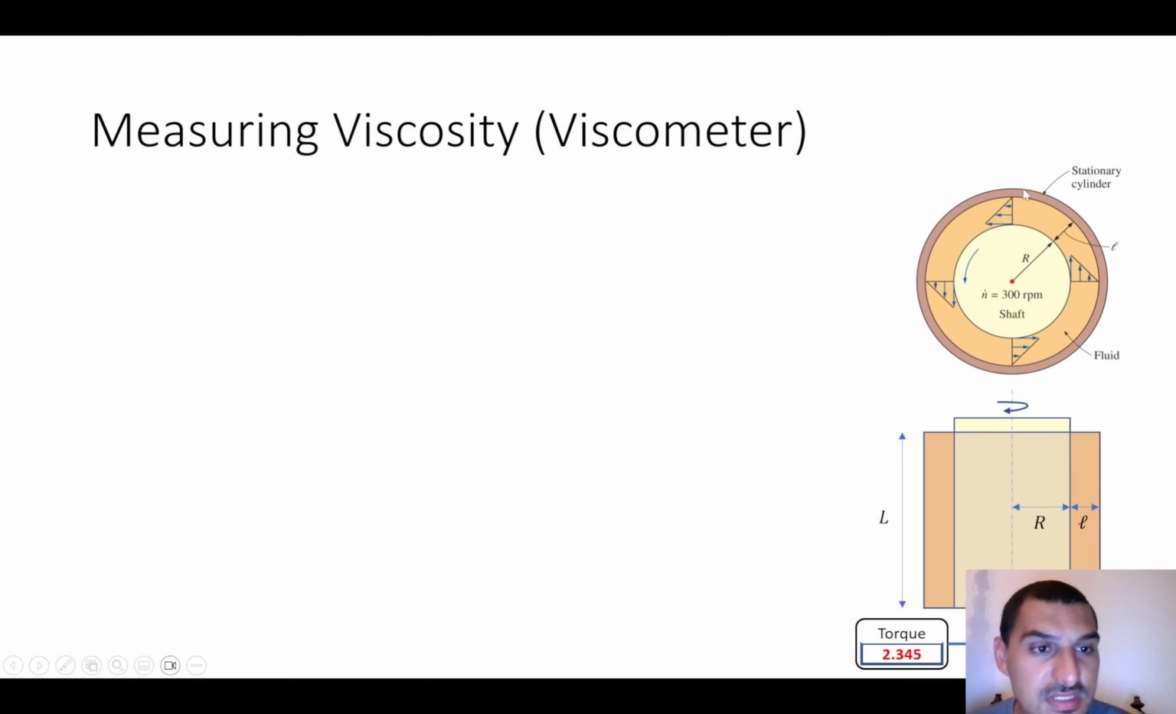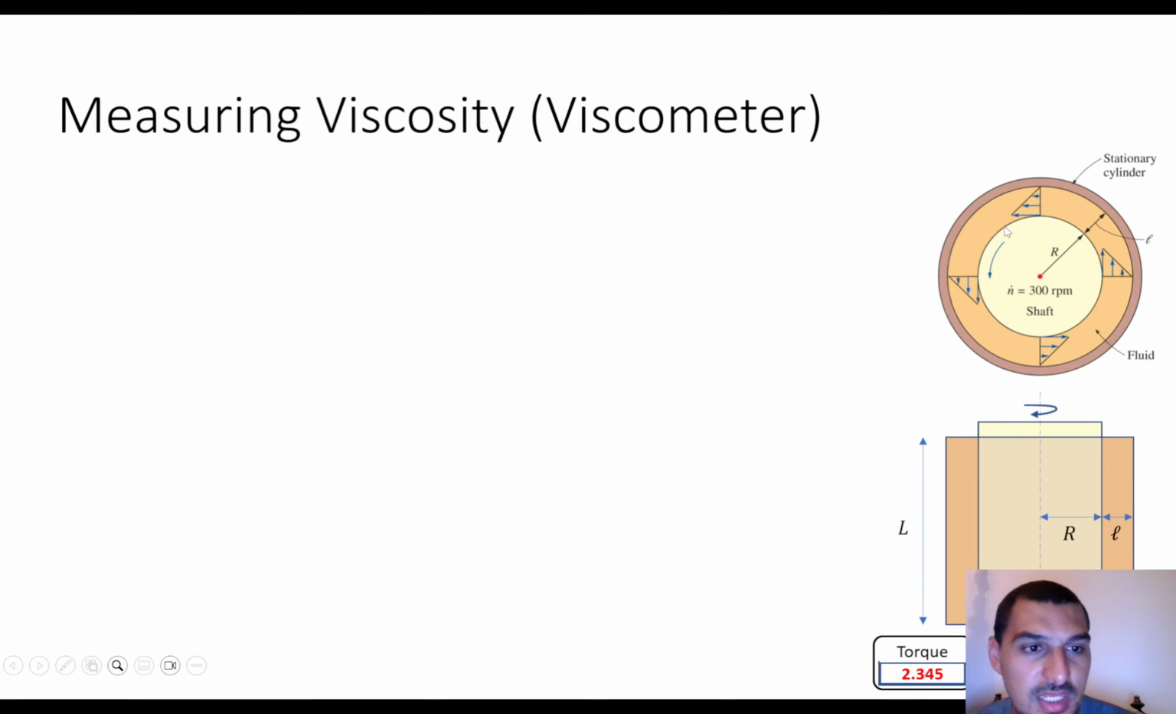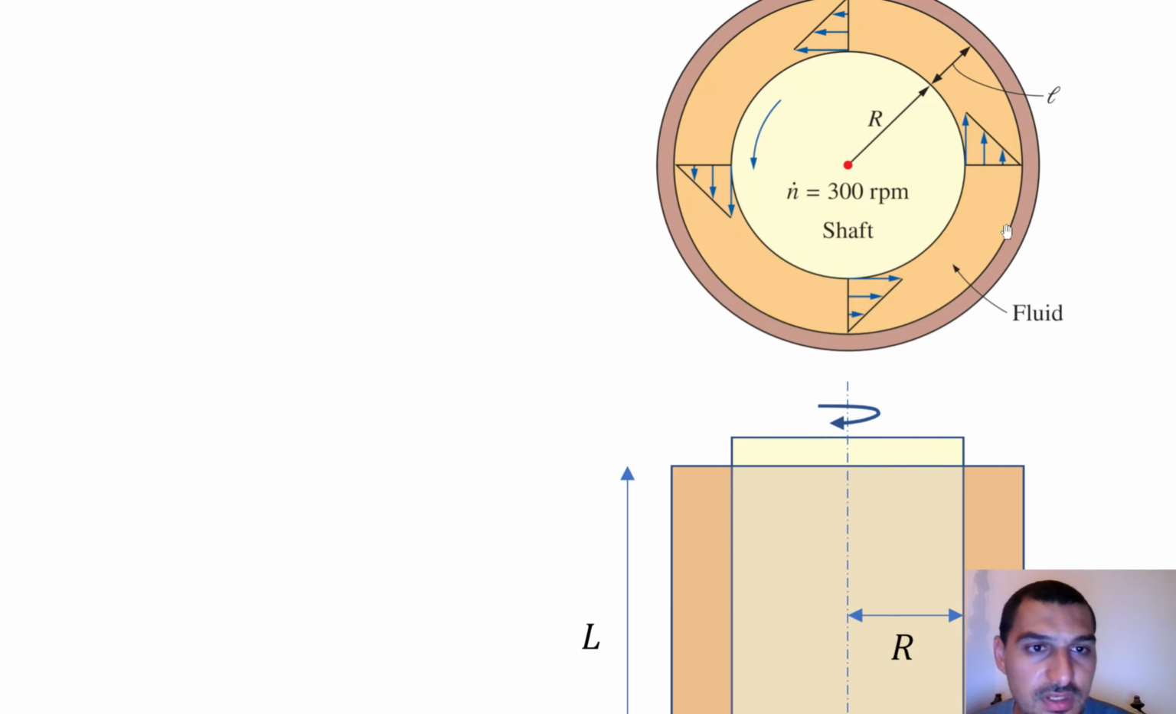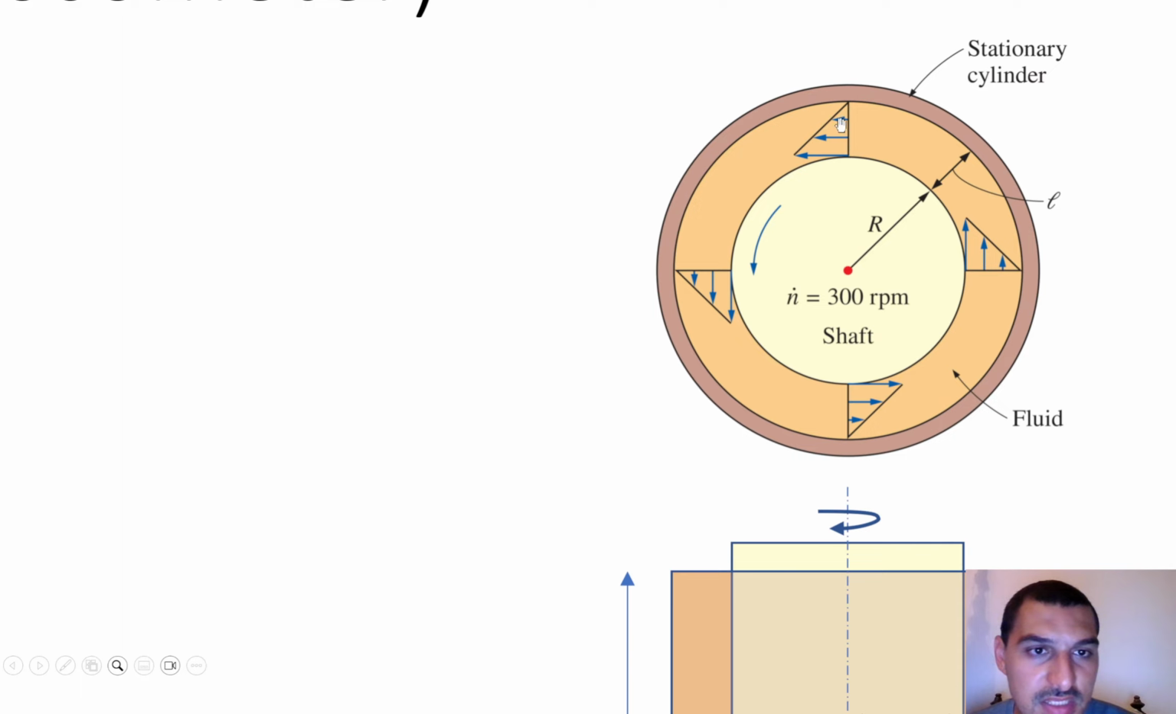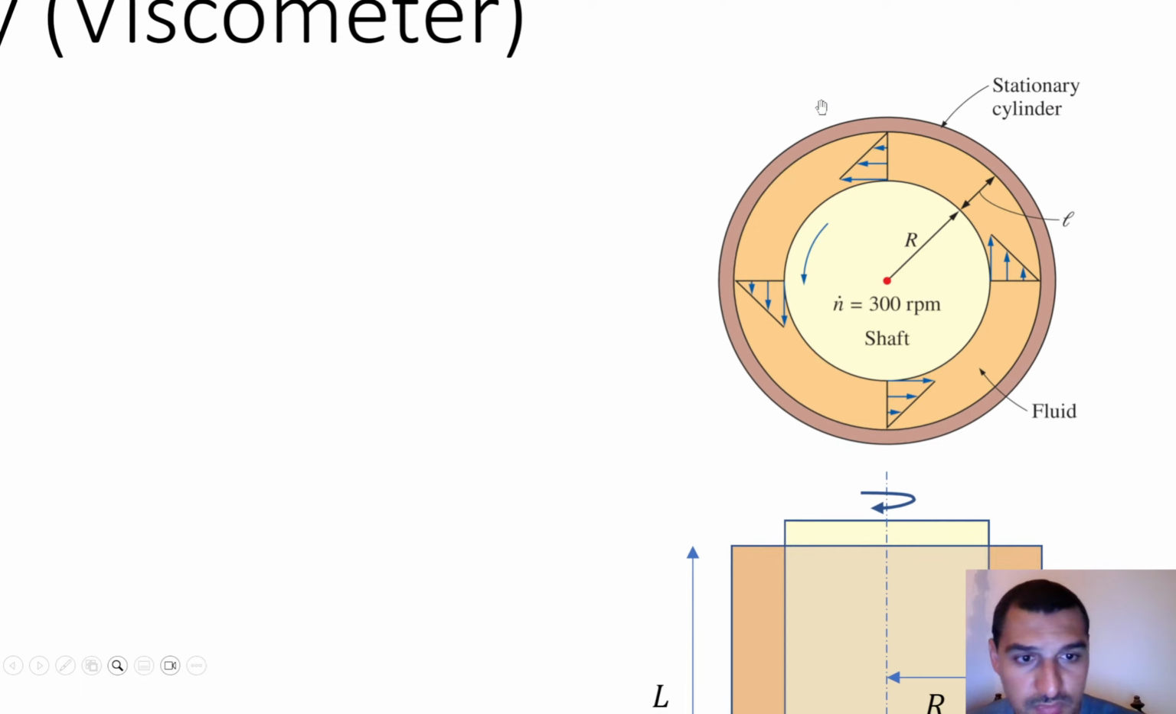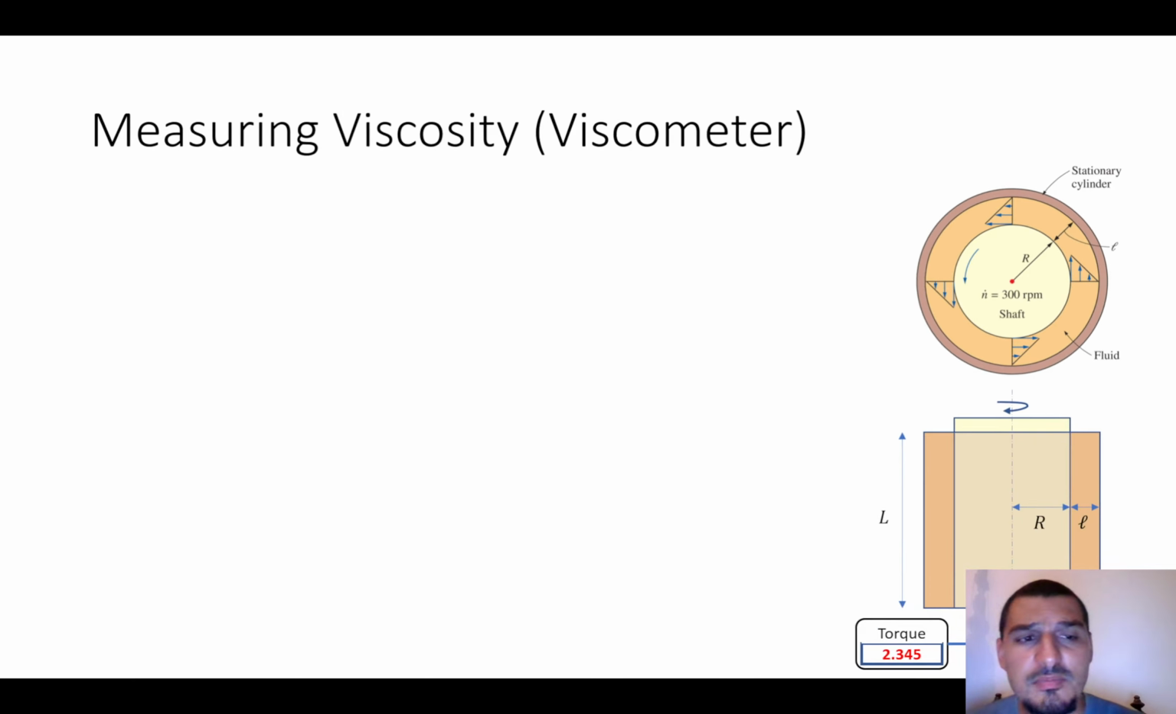So this is the stationary plate, this is the moving plate, or the stationary surface, and this is the moving surface. And then the velocity here is high. As you see here from the velocity profile, the velocity here is the highest, and it decreases until it reaches the stationary cylinder. Okay, so this is simply how it works.